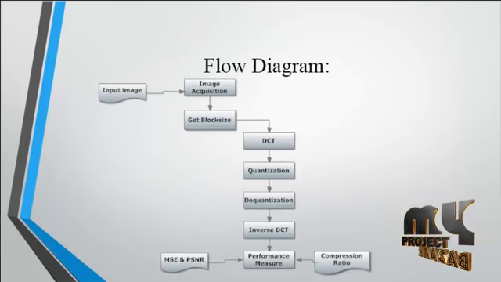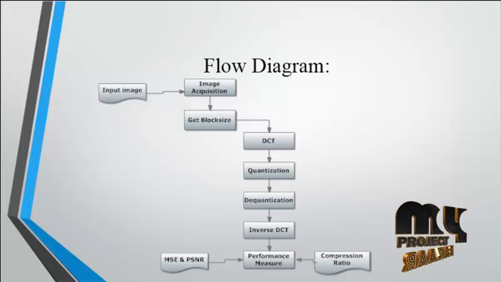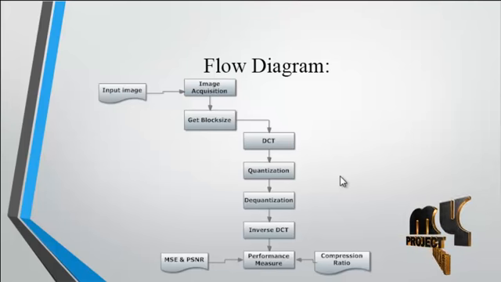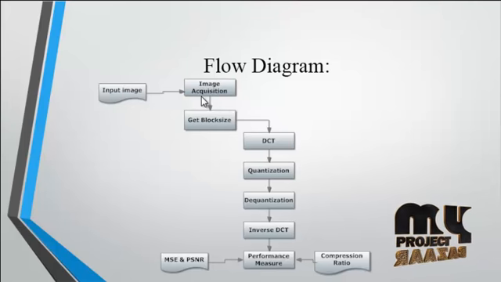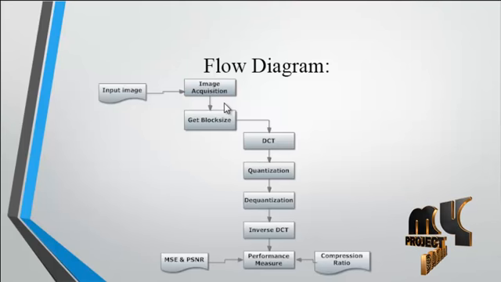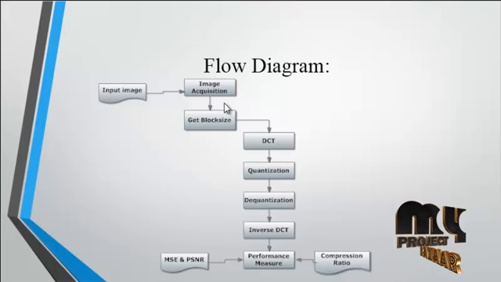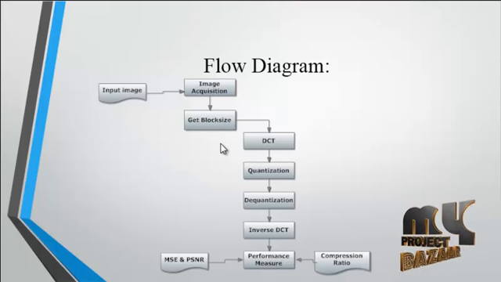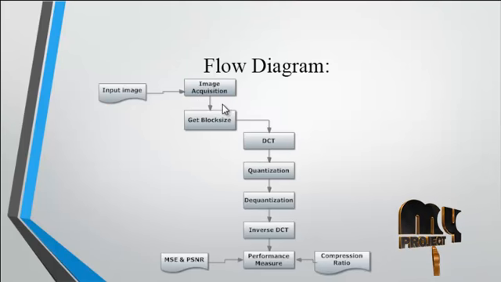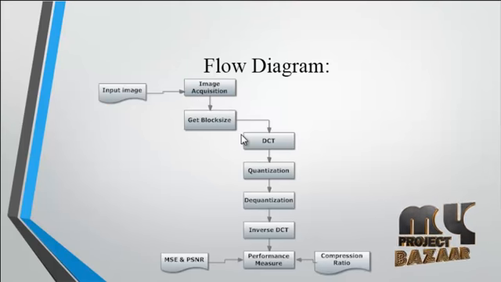Now we are going to discuss the flow diagram for the process. This is the overall flow diagram for the process. At first, the image acquisition module is carried out. In this image acquisition, the input image is taken from the dataset. The dataset is the folder which consists of several input images. After getting the input image from the dataset, the input image is converted into block separations.